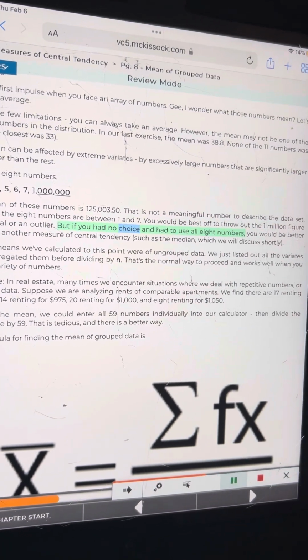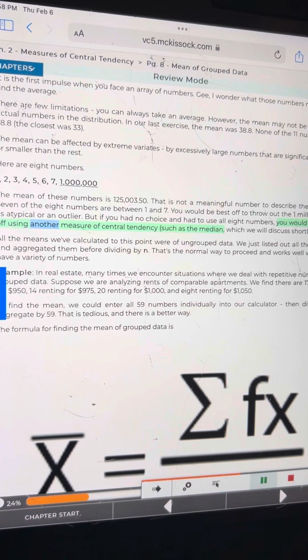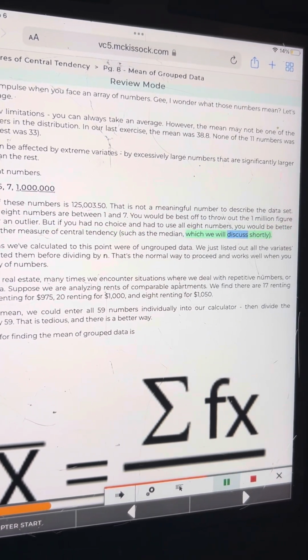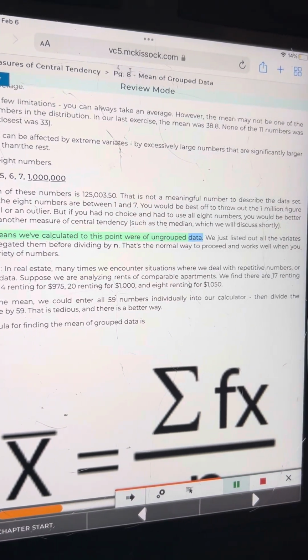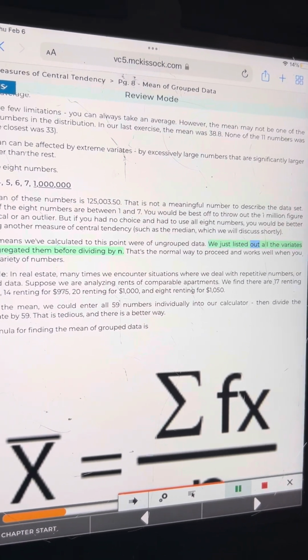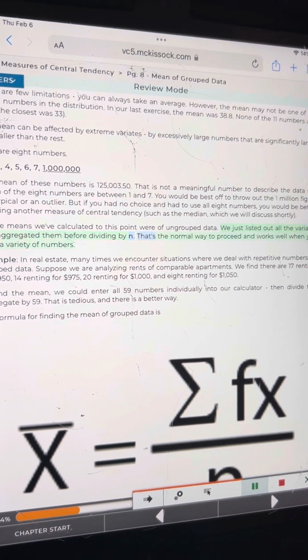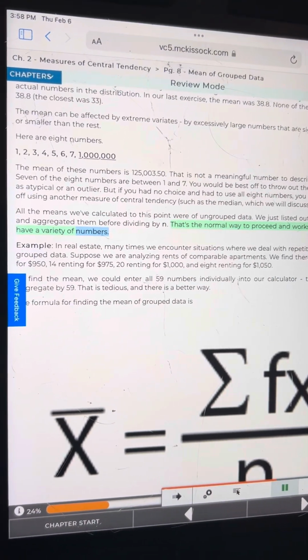But if you had no choice, and had to use all 8 numbers, you would be better off using another measure of central tendency, such as the median, which we will discuss shortly. All the means we've calculated to this point were of ungrouped data. We just listed out all the variates, and aggregated them before dividing by n. That's the normal way to proceed, and works well when you have a variety of numbers.